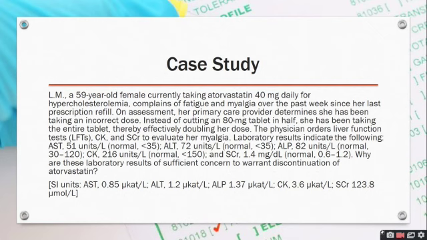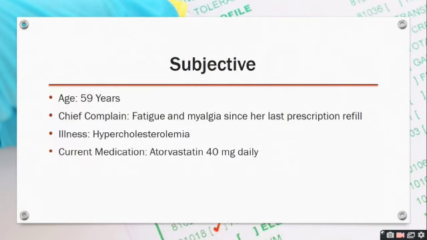So the physician immediately asked her to do her LFT test, creatine kinase test and serum creatinine level, and these are the lab results that she found. The question of this case study is: why are these laboratory tests of sufficient concern to warrant discontinuation of atorvastatin? Meaning we have to explain why, by observing these lab tests, we have to discontinue atorvastatin. So let's discuss our case study.